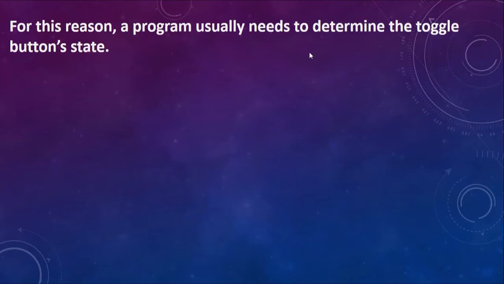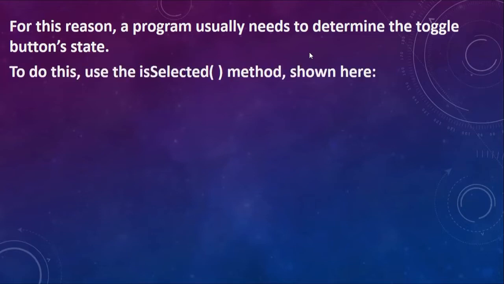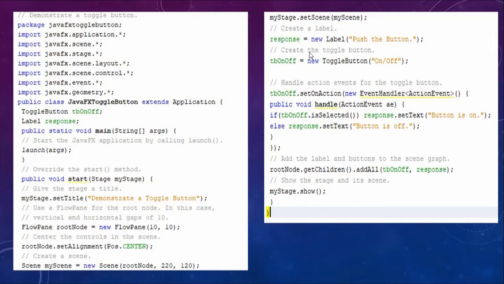Now there is one method that is used for doing this. This method is called the isSelected method, which is shown here: final boolean isSelected. As you can rightly point out, isSelected is a method which returns a boolean value. If a particular toggle button is pushed, then it will return true, and if it is released, that is, when you press it again, then this method will return false.